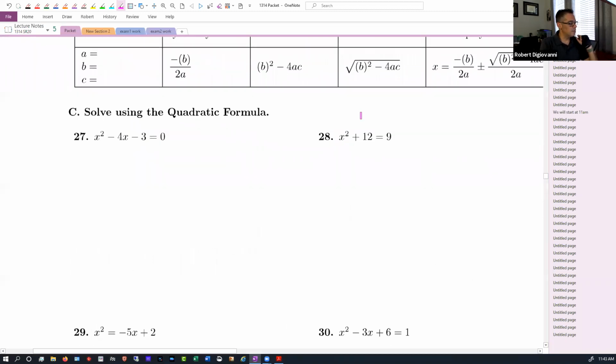So let's take a look at this first one here. Solve this using the quadratic formula. So first of all, do we have a quadratic equation? Yes, right? We have an equation. We've got our variable, it's squared. Are we missing the x term? Not this time, right? We have the 4x in there, the minus 4x.